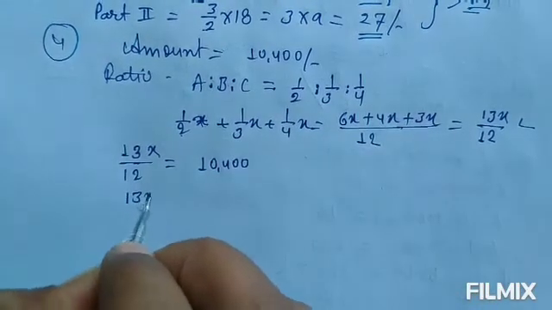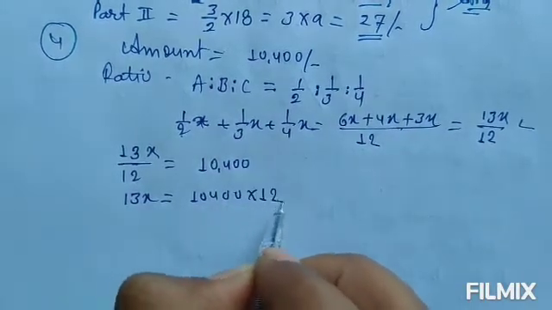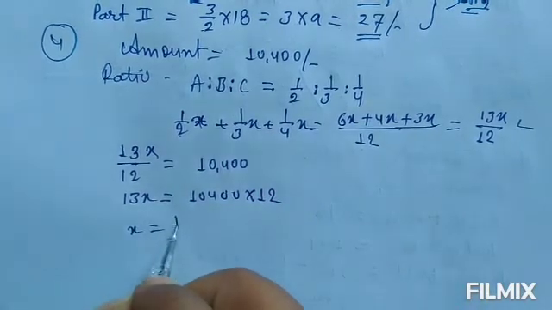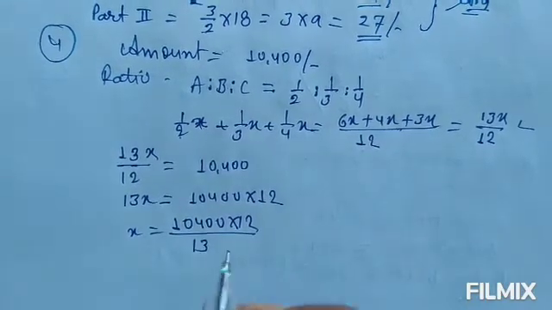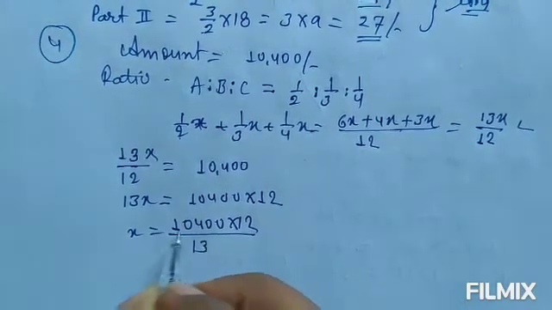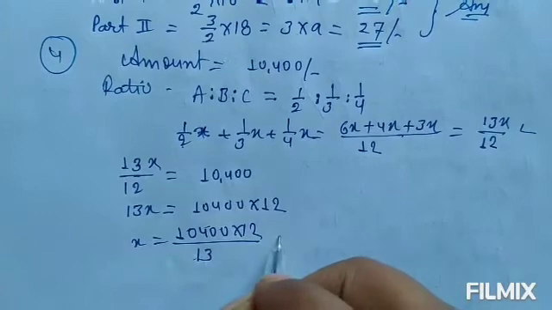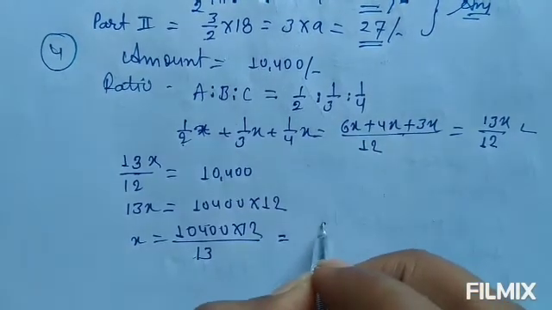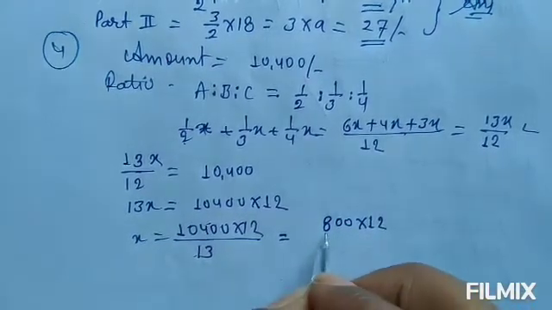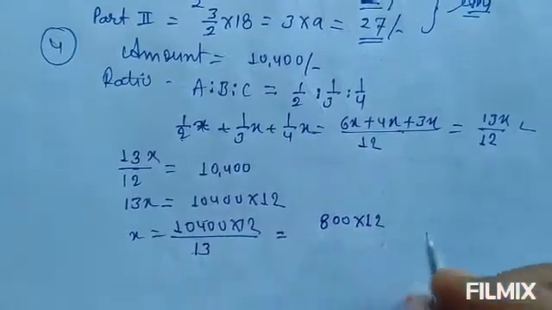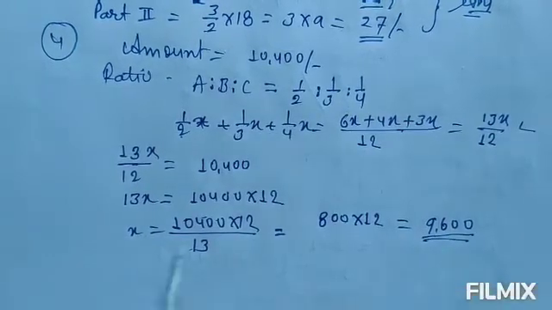So 13x equals 10,400 multiplied by 12, then x equals 10,400 multiplied by 12 upon 13. 13 8s are 104, so 104 and 00 means 13 8s are 104, so 800, into 12. This is the value of x. Now 12 8s are 96, so 9,600 is the value of x.